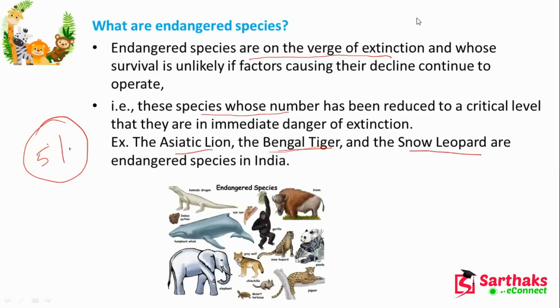And on invasive species: the introduction of non-indigenous species to an area can disrupt the ecosystem to such an extent that native species become endangered. So such an introduction may be termed alien or invasive species. Now it is clear what an invasive species is. Invasive species means the introduction of non-indigenous species to an area that can disrupt the ecosystem to such an extent that native species become endangered.